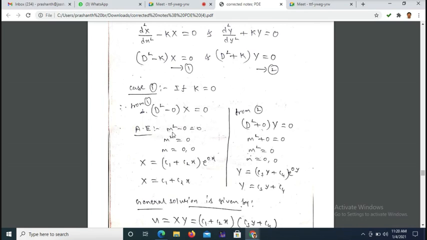So first of all, you take the auxiliary equation: in place of D², m² minus 0 is 0. So m² is 0. M² = 0 means, what is the degree of this equation? 2. So the roots are also 2. Two roots you will get. Correct?